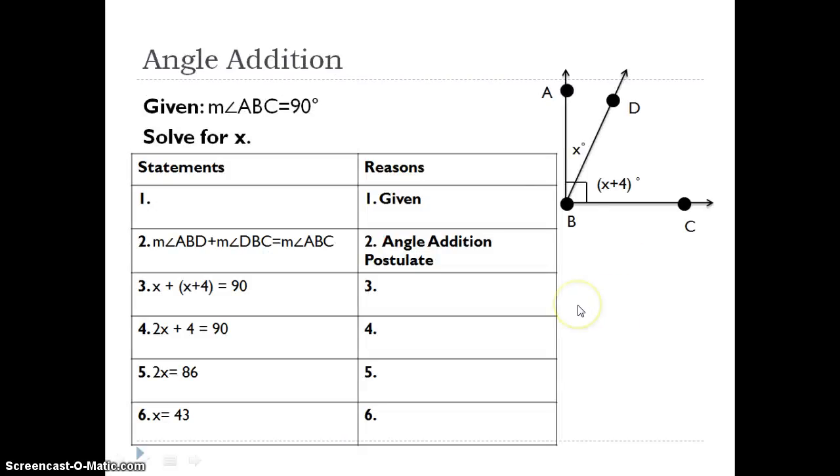Our last problem is actually doing a proof using this. So first you're going to plug in your given statement, given that the measure of ABC is 90. Then you can see they're using the angle addition postulate to add the two angles together and form the big angle ABC. The next step, we're using substitution because we're plugging in what ABD is equal to, what DBC is equal to, and what ABC is equal to. Then we're just solving an algebraic equation. We combine like terms, subtract 4 from both sides, and then finally divide by 2.